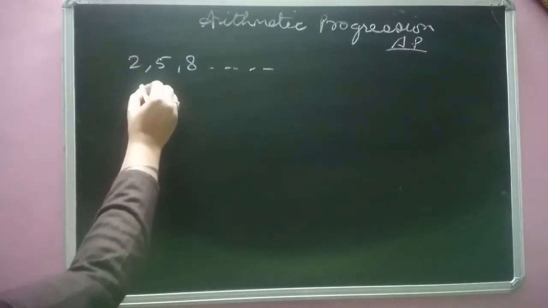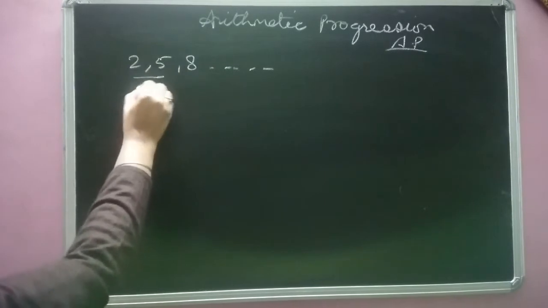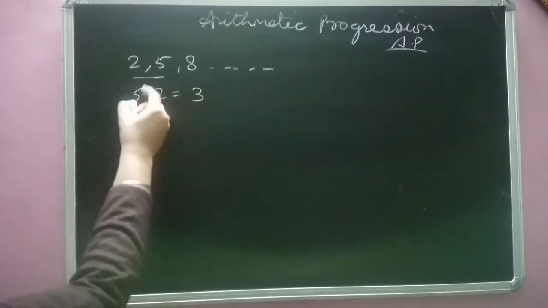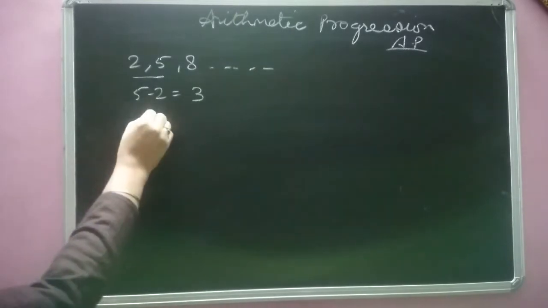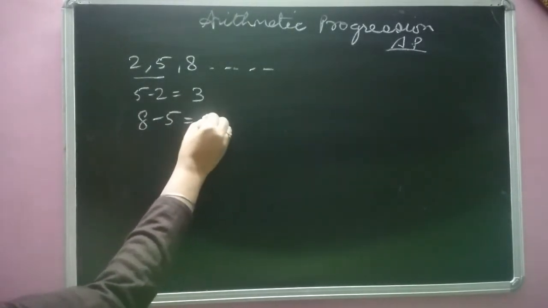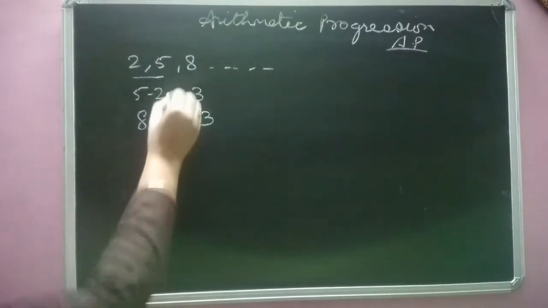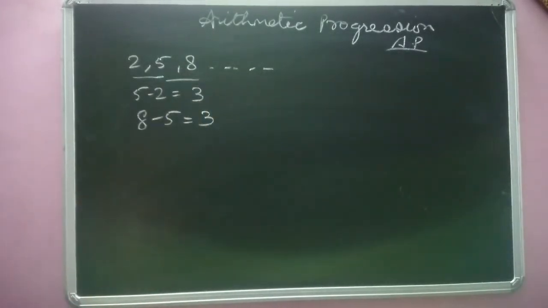In this particular question, if we see, the difference between the second and the first term is 5 minus 2, that is 3. Same way, the difference between the third and the second is 8 minus 5, that is 3. So the difference between any two consecutive terms is the same. Hence, it is an AP.